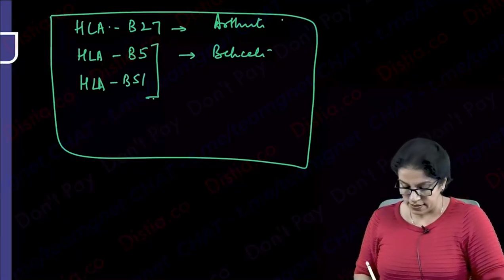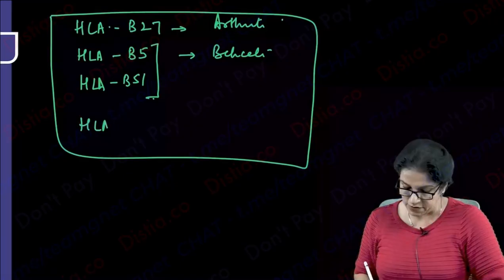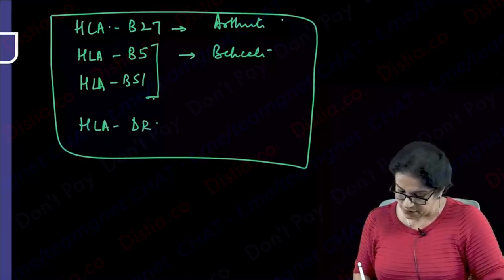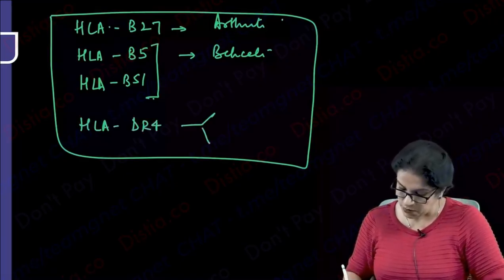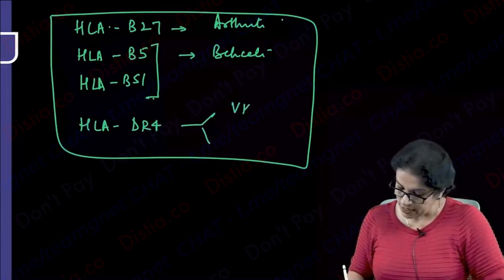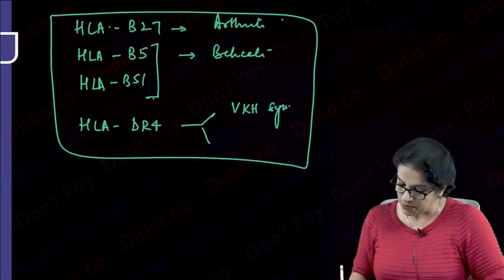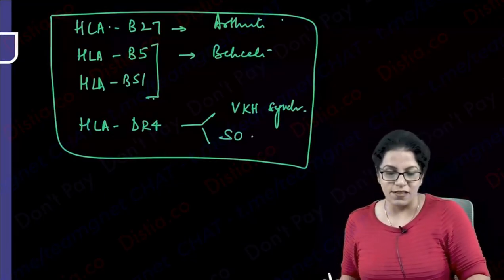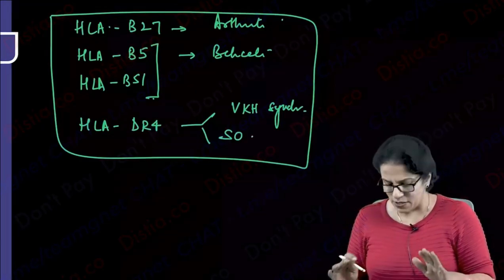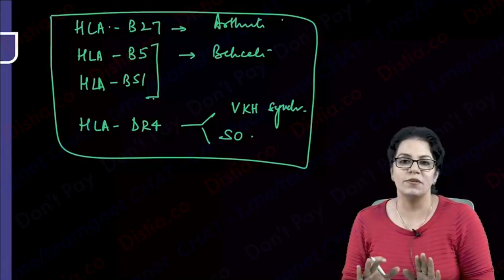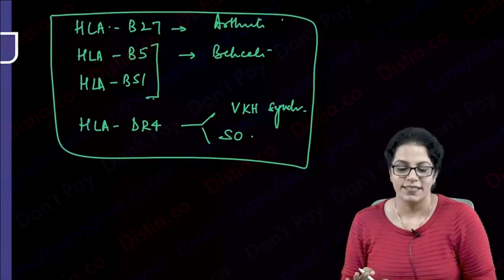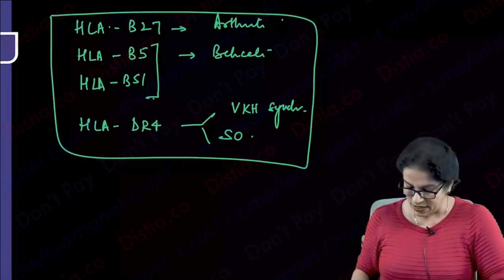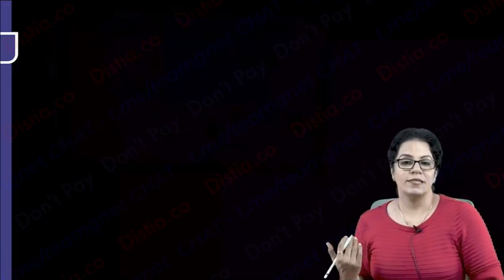Then another one that you have to learn is HLA DR4. Okay. So DR4 is associated with both VKH, Vogt-Koyanagi-Harada syndrome, which we'll talk about in detail, and sympathetic ophthalmitis. So these HLAs are more than enough to learn, we don't need more than this. Correct? Yeah. So that was about the investigation.